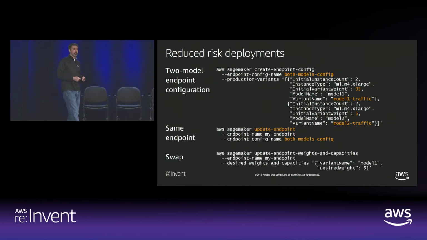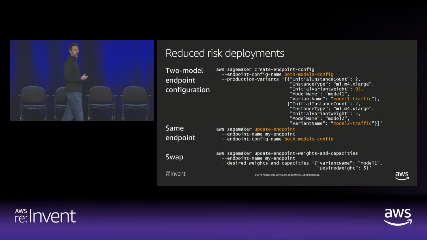The next step is to swap the weights. So after we've had Model 2 in production for a while, we've watched the traffic go in, we've confirmed that it's performing as we'd expected, we're comfortable with its behavior, we may want to say, hey, all of a sudden we could just switch the endpoint to using just Model 2, or we could start scaling back and give more traffic to Model 2 and less traffic to Model 1. And SageMaker makes it very easy to do that as well.